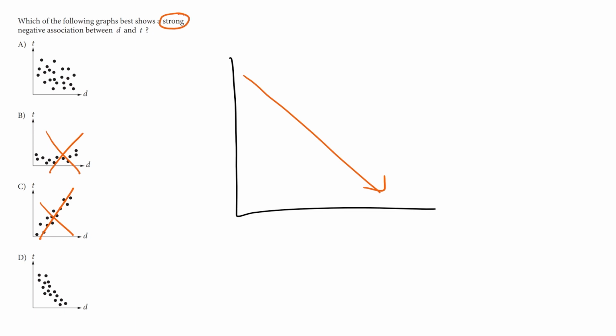Where do we see everything in our association between T and D moving down? That's going to be D, because everything is moving in that downward direction, where letter choice A has more of that scatter feel, which means our answer for this one is going to be letter choice D.